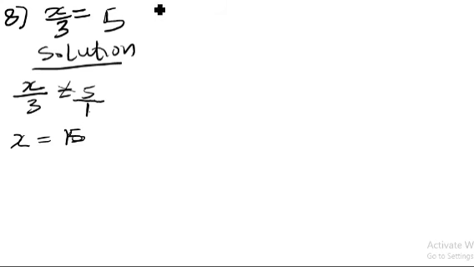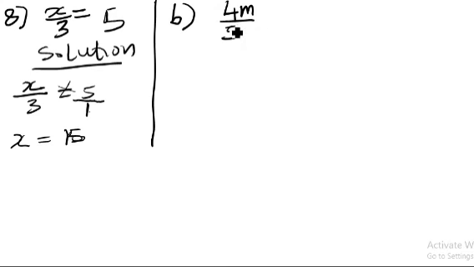The b part. Let's assume we have 4m over 5 minus 2m over 3 equal to 4. So let's subtract the fractions on the left hand side. Solution.